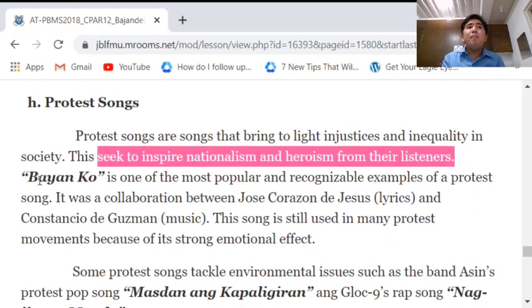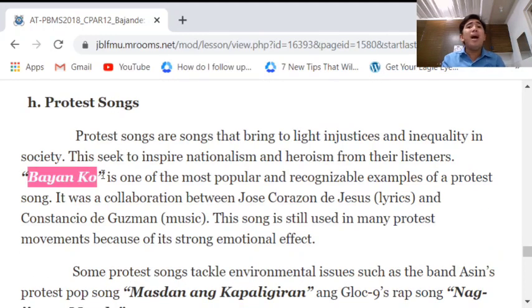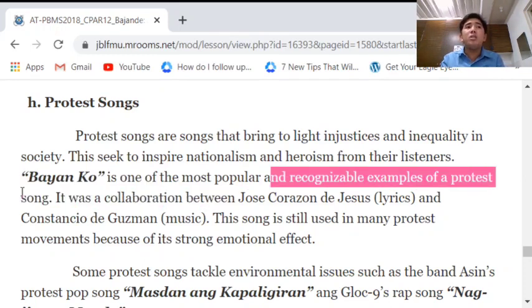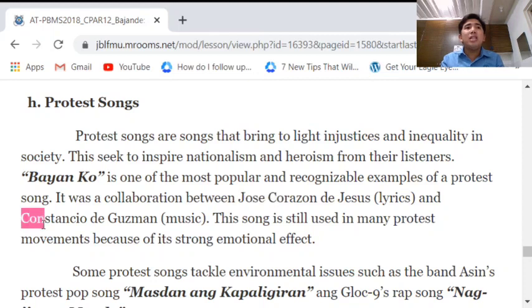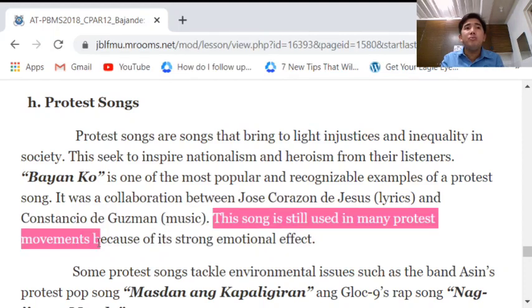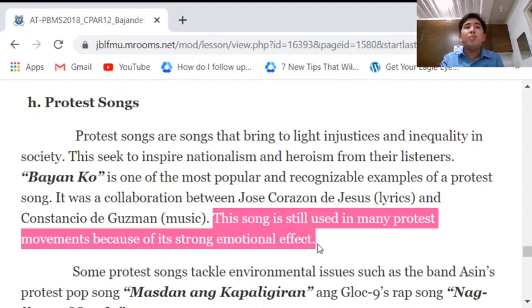Example of it, Bayan Ko. Bayan Ko, Bayan Ko. Okay, I sang a sample, but you can search it over the internet. Bayan Ko is one of the most popular and recognizable examples of a protest song. It was a collaboration between Jose Corazon de Jesus, remember that, and Constancio de Guzman. This song is still used in many protest movements because of its strong emotional effect.